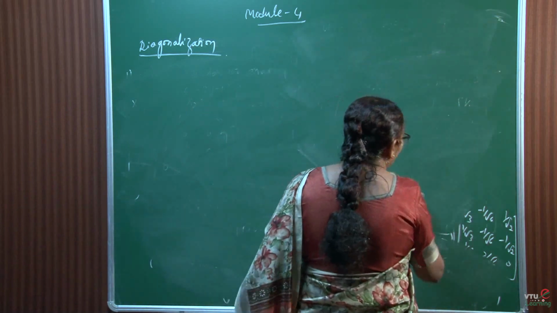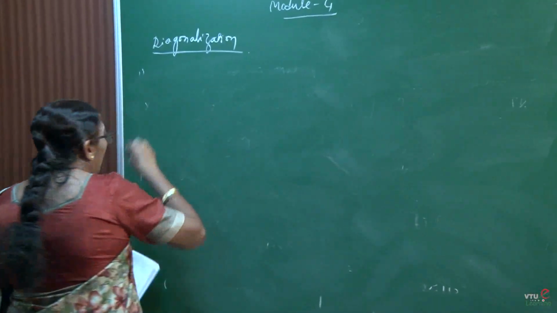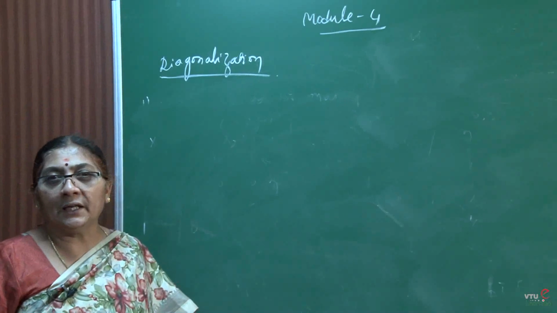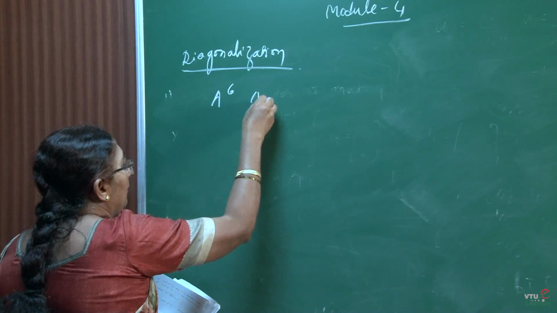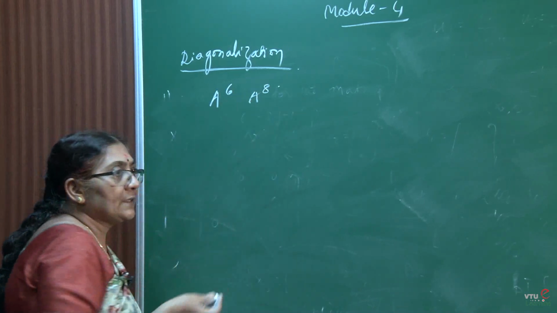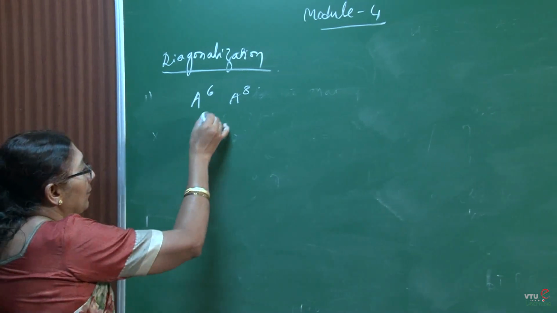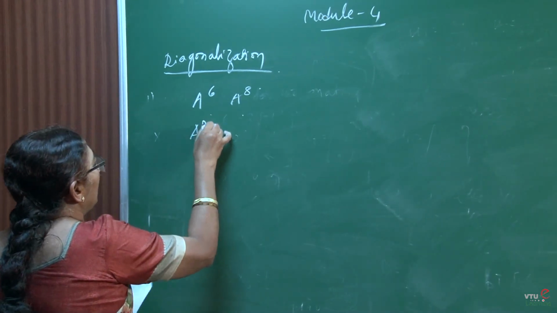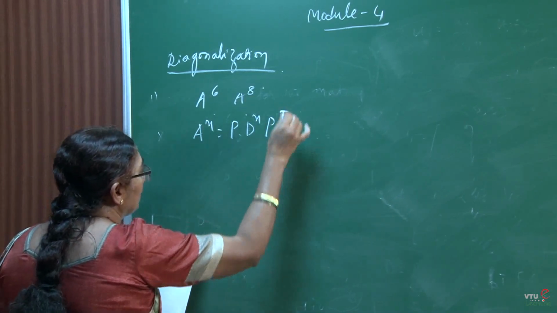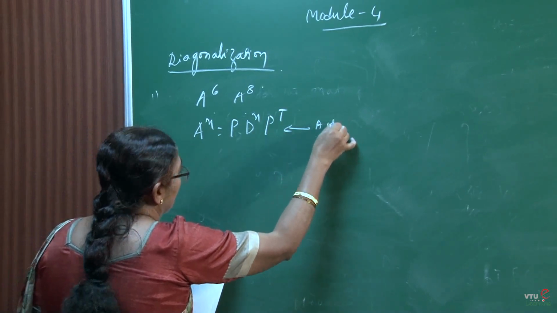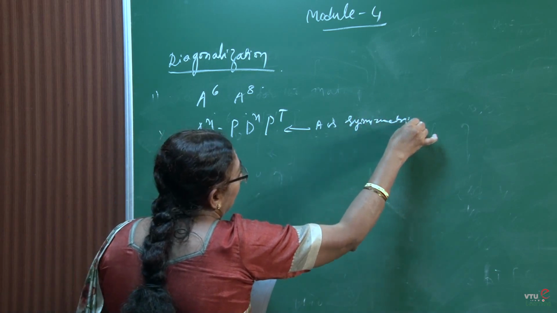Before taking the non-symmetric matrix, I want to share one thing. In some problems they ask to diagonalize and also to find A power of 6, A power of 8, like that. Now, A power of n must be equal to P into D power of n into P transpose, with the condition that A is a symmetric matrix.